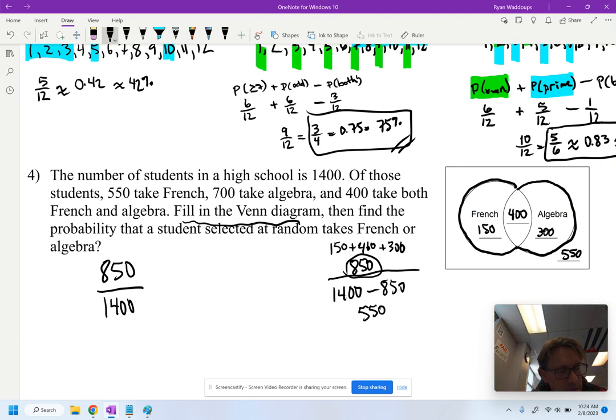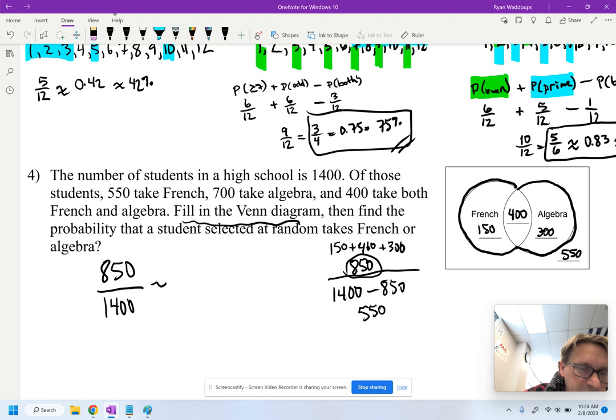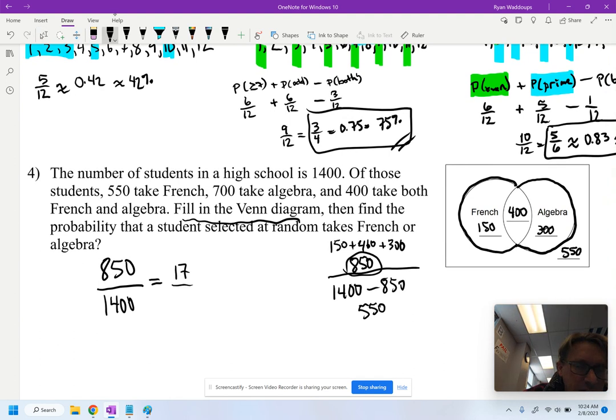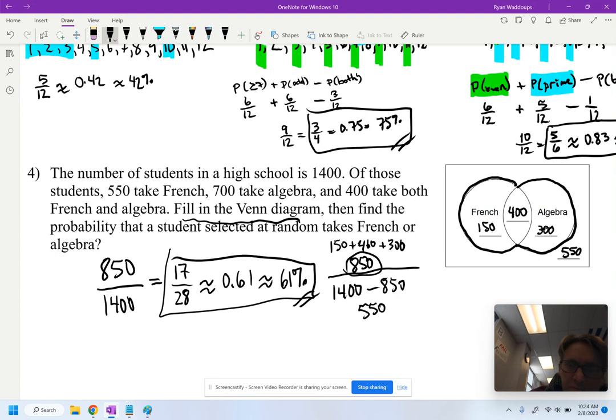If you put that in your calculator, 850 divide by 1400, enter. It gives you a decimal. If you take that decimal, this is equal to, and then if I just hit math, enter, enter, it converts it to simplest form, 17 out of 28. And that is approximately equal to the decimal that we found, which was 0.61, which then again is approximately equal to 61%. And so those are our answers.